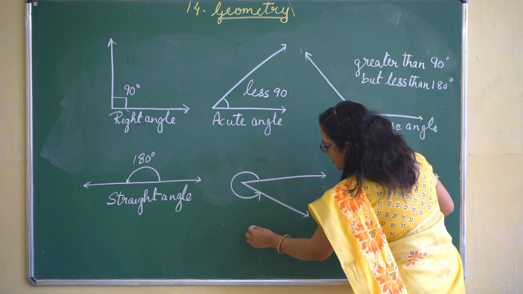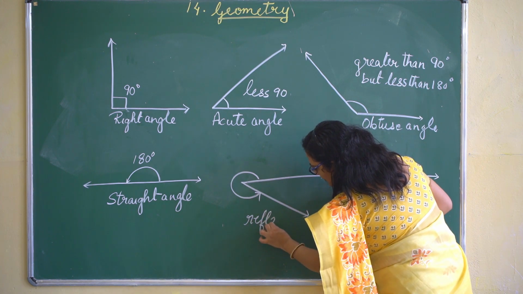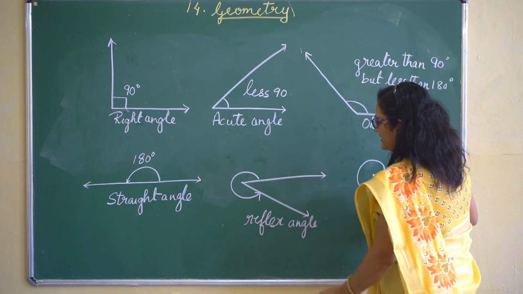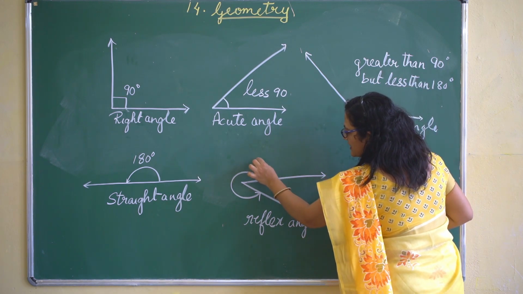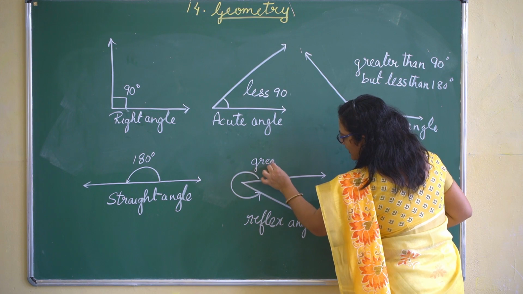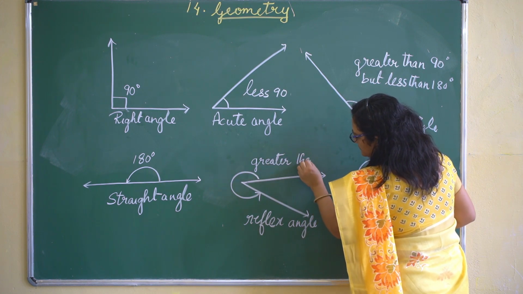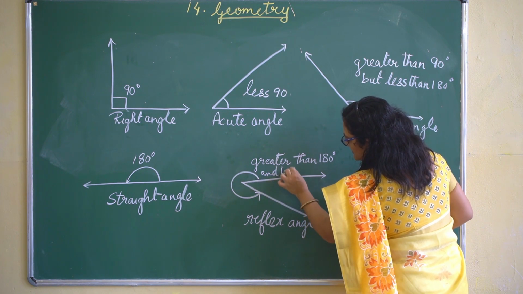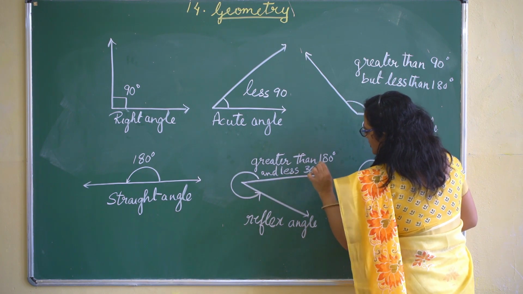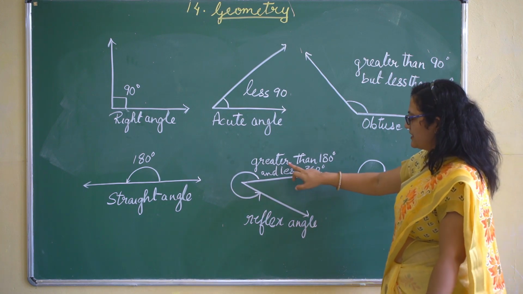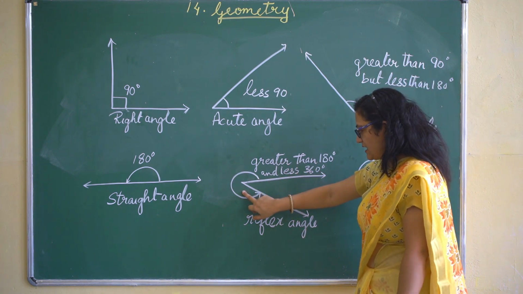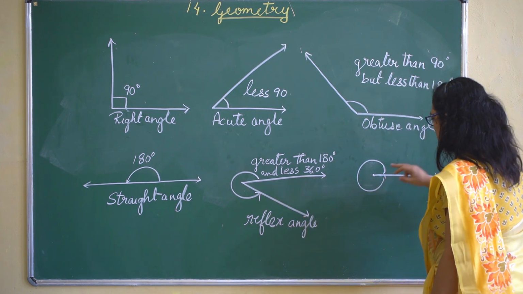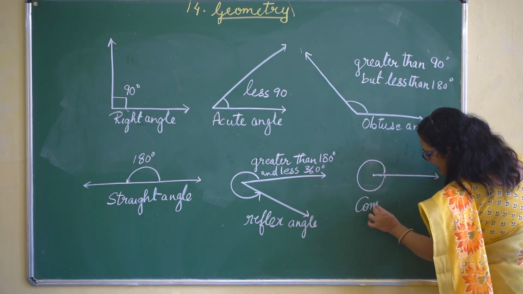This is called a reflex angle. What is it called? Reflex angle. A reflex angle means its value is greater than 180 and less than 360 degrees. The reflex angle is that angle whose measure is greater than 180 degrees but less than 360 degrees. This is called a complete angle.